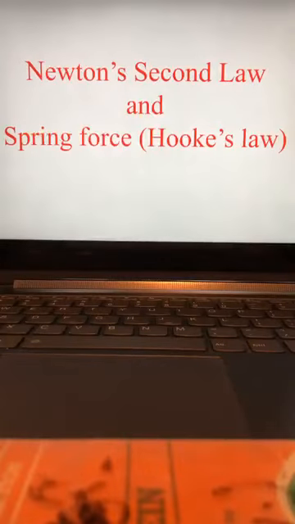Okay. So for that, what I am doing now is I am turning my camera to a different mode. Okay. So we know Newton's second law of motion, which is F equal to ma, right? So here we are applying Newton's second law of motion in a spring system, and the force in Newton's second law, F equal to ma, is provided by the spring.